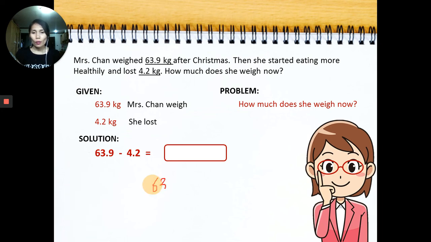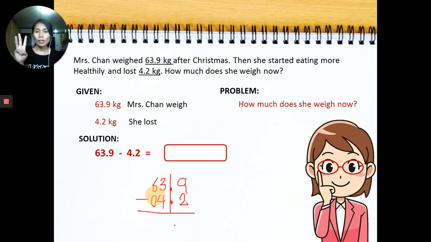Okay, remember step 1, align the decimal points. So 63.9 minus 4.2. Point over here, 4.2. Align the decimal points. Step 2, add zeros. There are no empty slots except in here. You can write 0 there or not, that's fine. Step 3, bring down the decimal point. And then step 4, start subtracting.